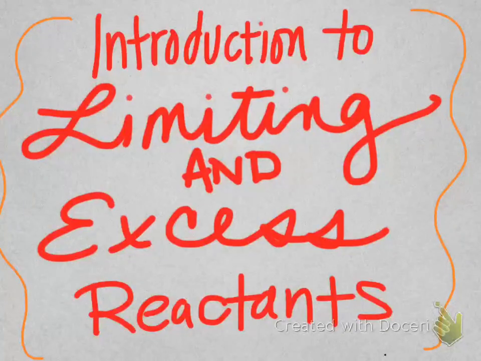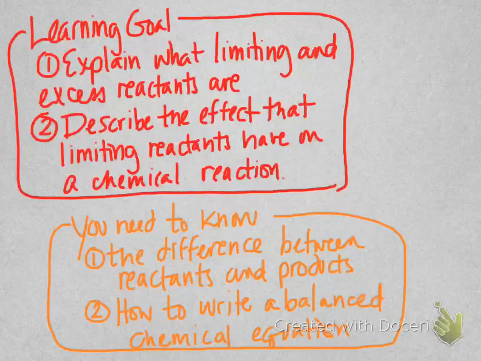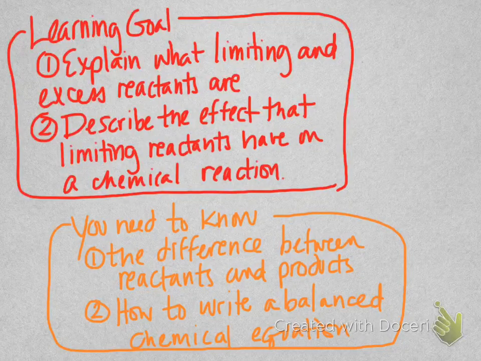More stoichiometry. By the time this video is over, you should be able to explain what limiting and excess reactants are and describe the effect that limiting reactants have on a chemical reaction. What you'll need to know going in is, number one, the difference between reactants and products, and how to write a balanced chemical equation. Okay, enough of that.